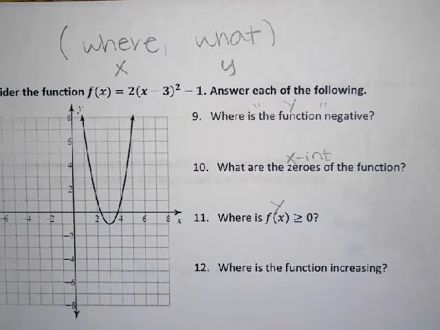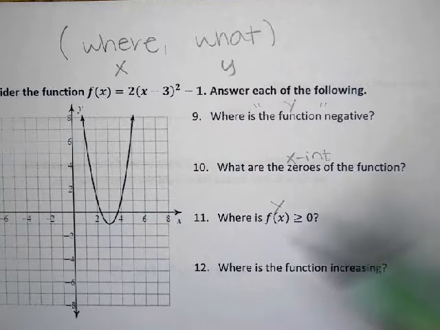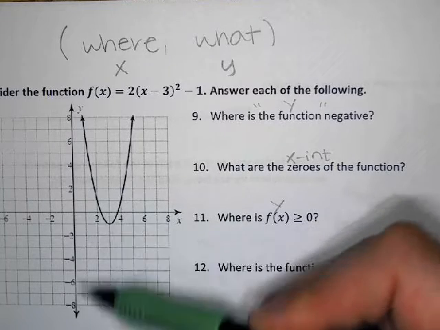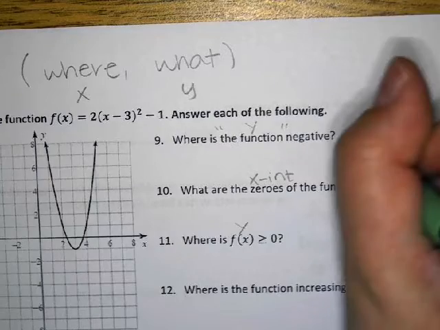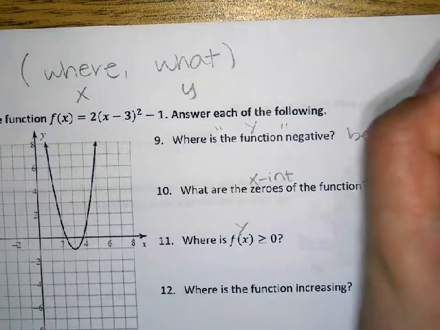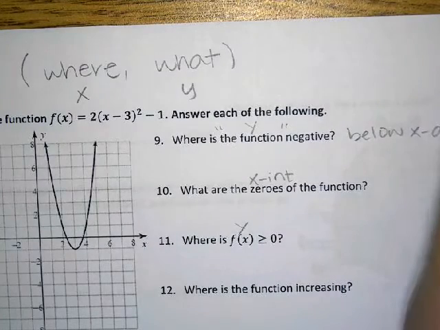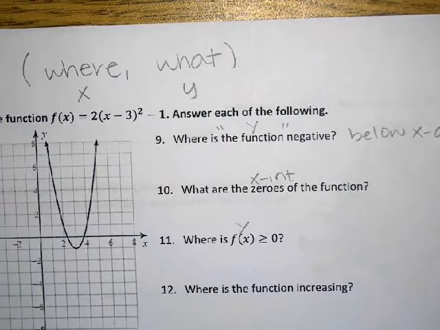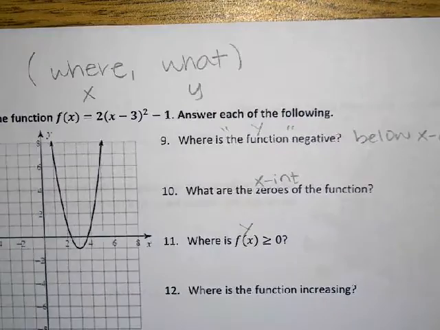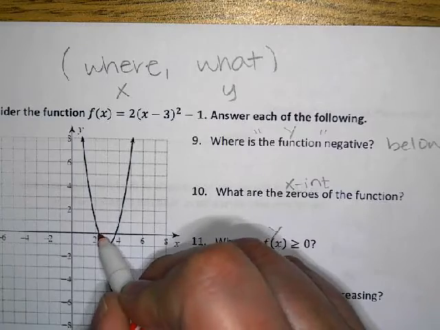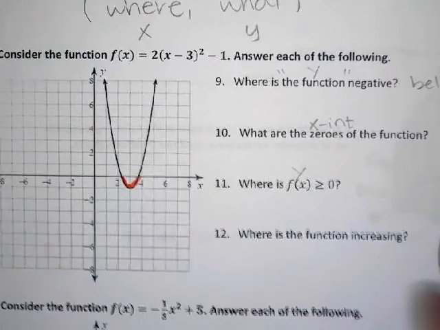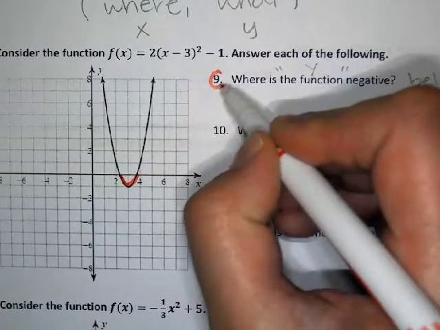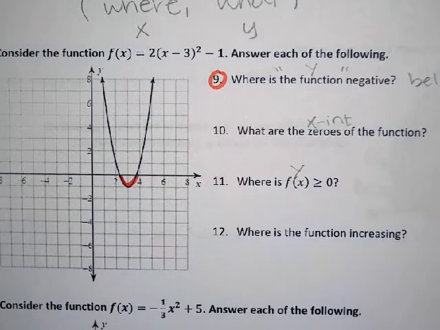So where is the function negative? We say where are the y values negative? Well, the y values are negative on the bottom half of the graph, right? Everything underneath the x-axis. Okay, so I'm going to say below the x-axis. And so I'm going to label this in my picture. I'm going to label it in red. It's right here. So I know that the answer to number 9 is going to be the red part of my graph.